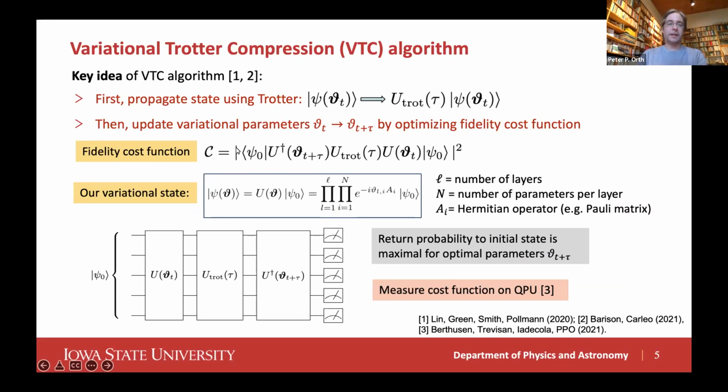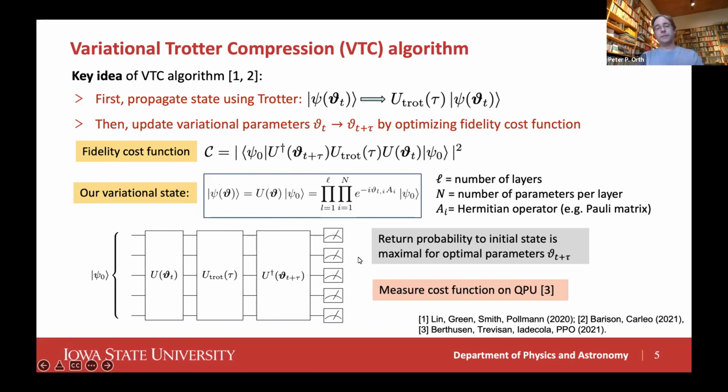So, defining this fidelity cost function, which first prepares the variational state at time t using this unitary, then propagates it, and then reverses this again using updated parameters theta t plus tau that you want to find by minimizing this fidelity cost function. So in practice, you have to perform a quantum circuit like this, which has two variational unitaries and a Trotter unitary in the middle. For concreteness, we are considering a variational state of this layered form, with n parameters per layer and L layers.